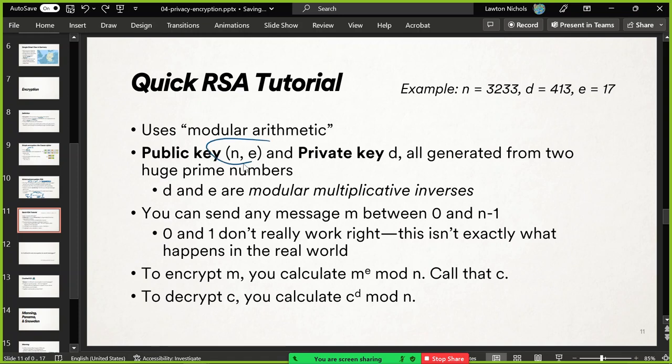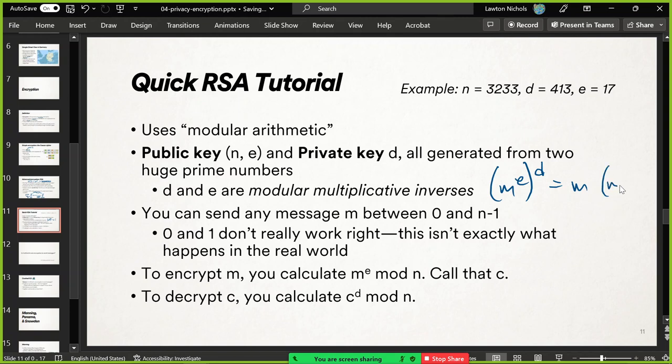All these things, your public key and your private key, are generated from two gigantic prime numbers that are hard to figure out. And D and E are what are called modular multiplicative inverses. You do not have to understand this, but the idea is that somebody takes a message, call that M, it's a number, so you translate your text to a number somehow. And then they encrypt that by taking it to the power of E, the public key. And then you can decrypt that by taking it to the power of D, your private key, all right? And apparently this ends up being M. They're like inverses of each other, even though they're positive numbers.